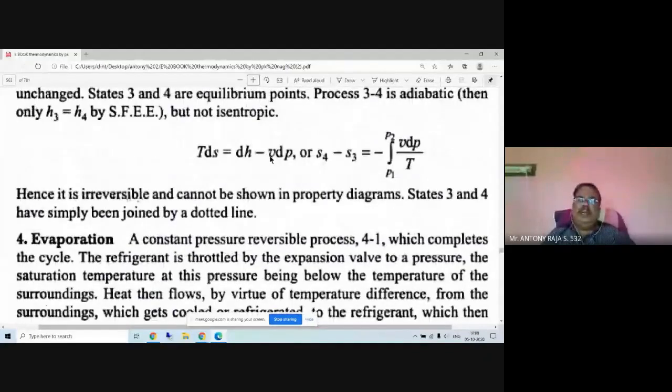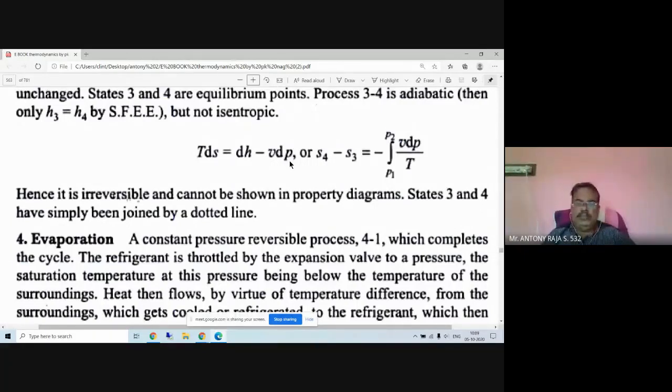And also I explained to you, here you see that the flow of refrigerant takes place. So it is a steady flow system. Flow of refrigerant takes place from the evaporator to compressor, compressor to condenser, condenser to expansor, like that. Therefore, work done during the flow process is given here. Work done during the flow process is V multiplied by change of pressure.